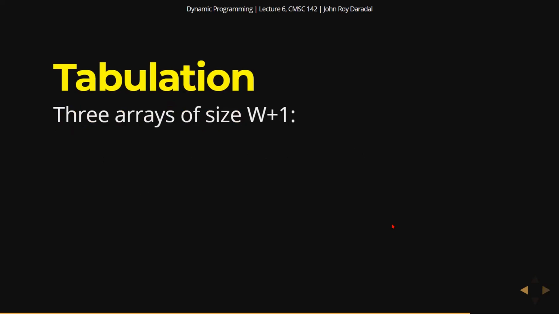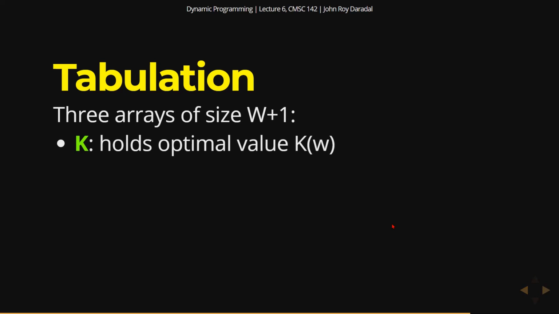Now, for the tabulation, we will keep track of 3 arrays, each of size W plus 1. The first one we'll call K, which will hold the optimal value of K(W). Why is it W plus 1? Because we will have entries from 1 up to W, and then we add the 0 for the base case. So the K array will hold the optimal value for K(W), which is the value itself.